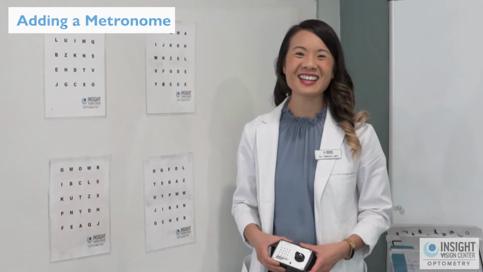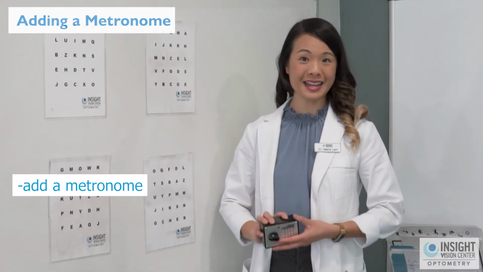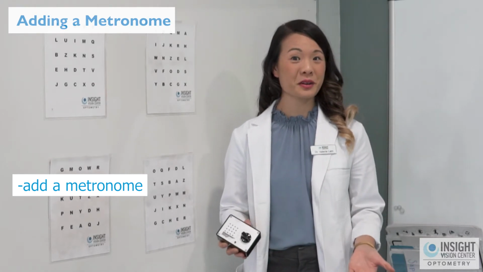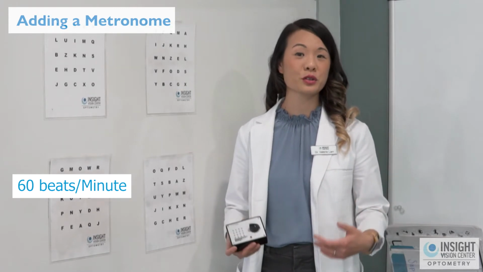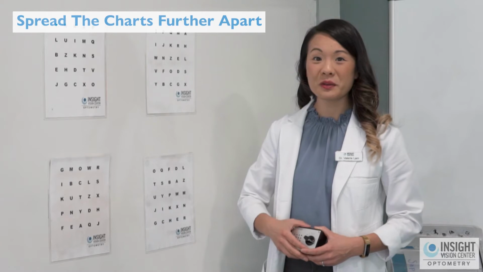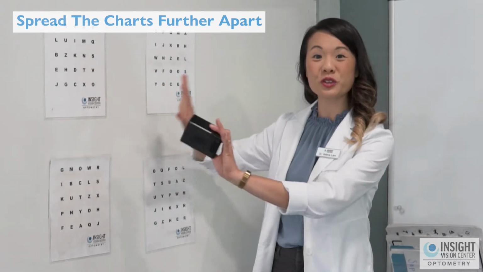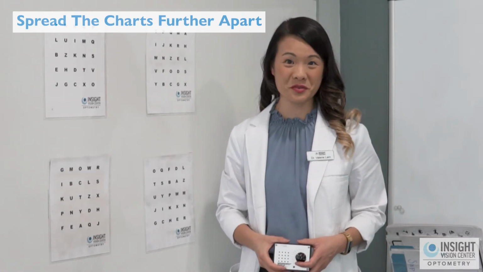Now that you get the hang of this exercise, we can load it to make it harder. So one way to load it is we can always add in a metronome. Again, I always recommend starting around 60 beats per minute, but you can go faster or slower depending on what the need is. Second way you can load this activity is, again, you can spread the charts further apart. Further apart means it's a larger eye movement.